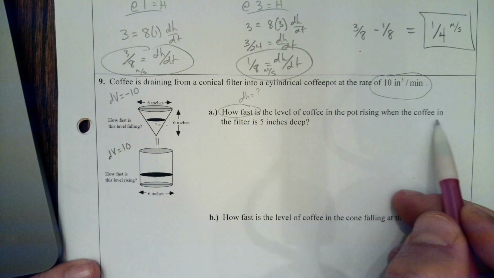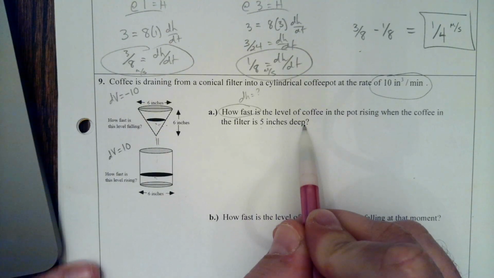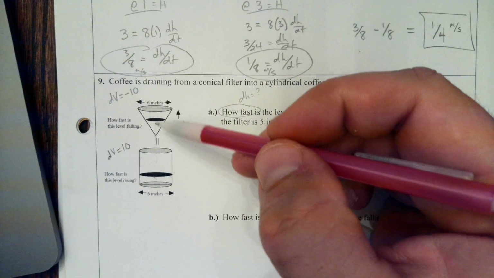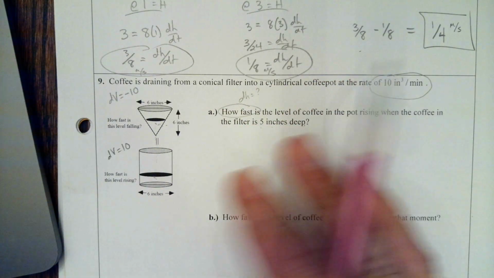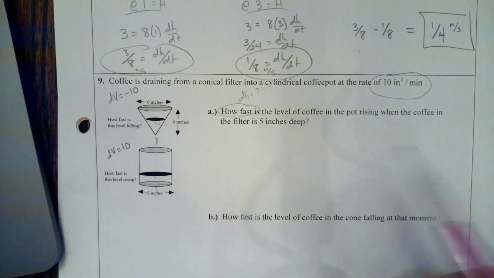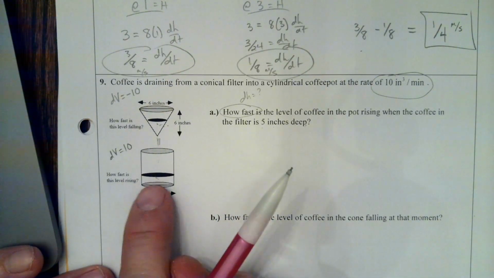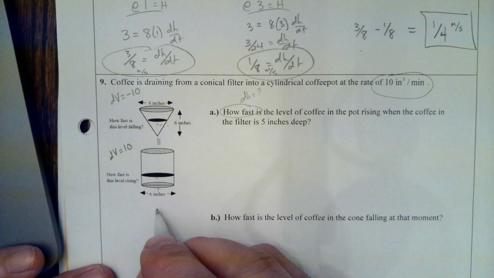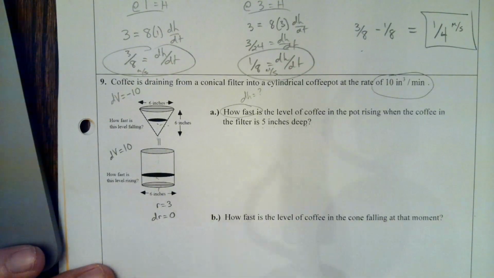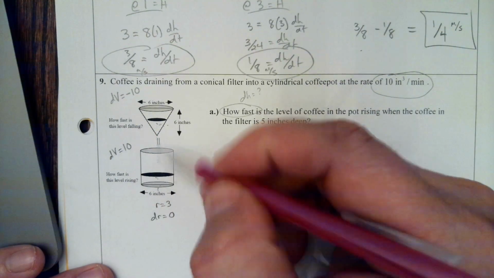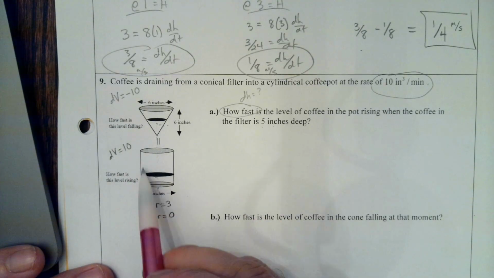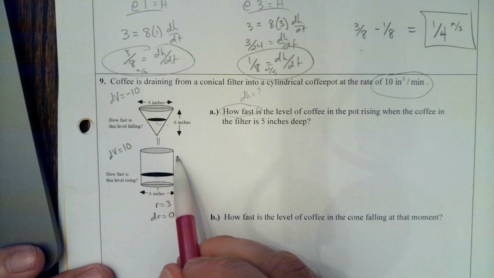And it says when the coffee in the filter is 5 inches deep. Well, what I can tell you is that the height inside this filter has nothing to do with what's going on here, and I'm going to prove it to you right now. So first of all, this is a cylinder. Its radius is 3, and the derivative of the radius is 0, because at no time when this water drips will the radius ever be anything other than 3, no matter how high up this layer goes.